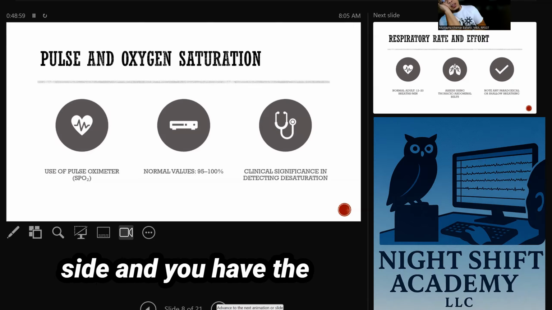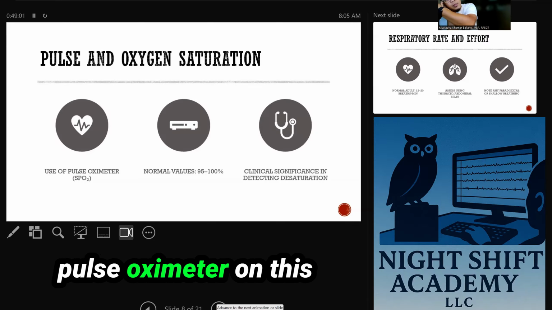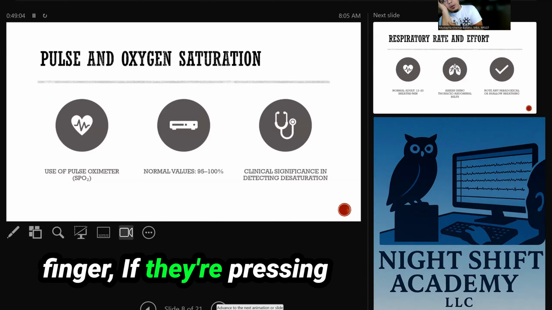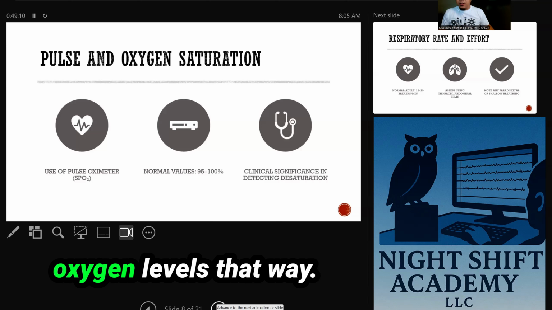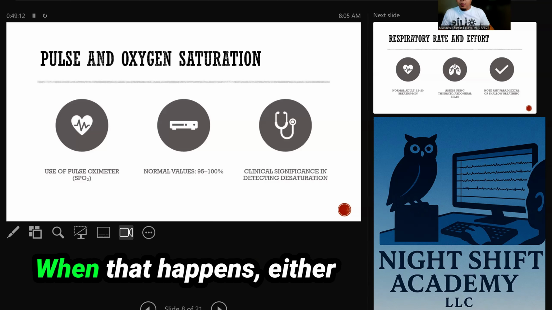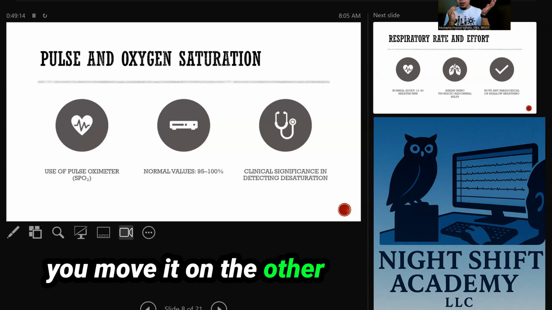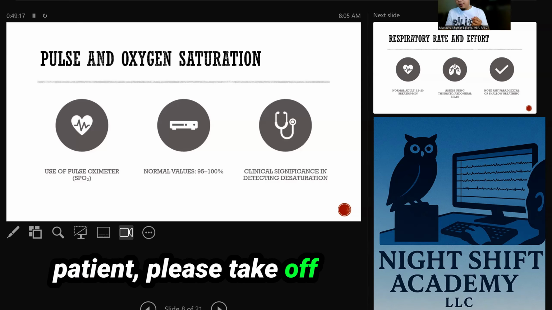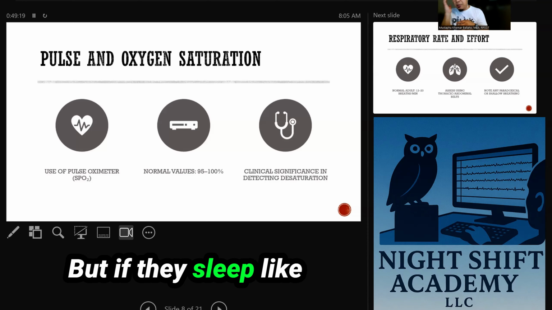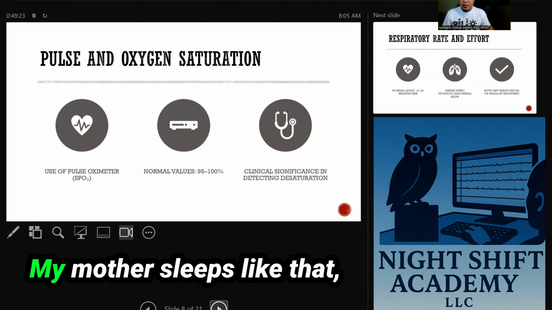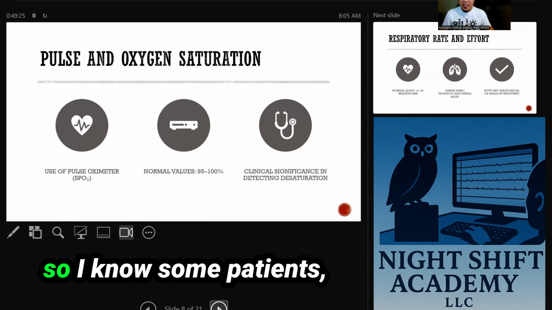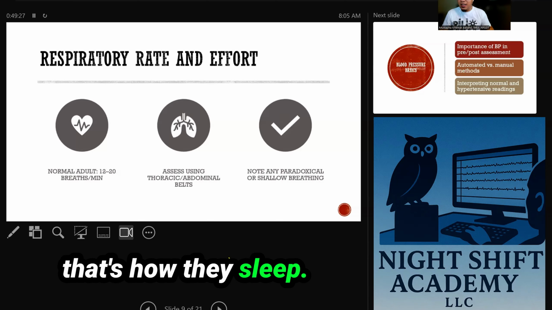They're leaning on one side and you have the pulse oximeter on this finger. If they're pressing on it and then they have the elbows bent, you will drop your oxygen levels that way. When that happens, either you move it to the other arm or you just tell the patient, please take your hand off your face. But if they sleep like that, I would just move it to the other hand. Okay? My mother sleeps like that, so I know some patients, that's how they sleep.